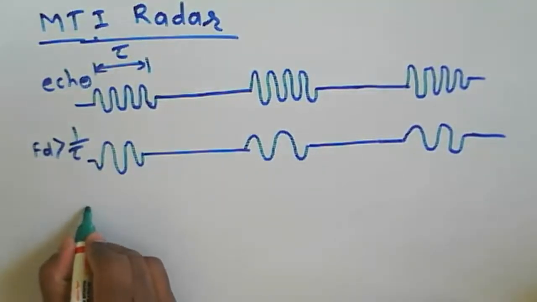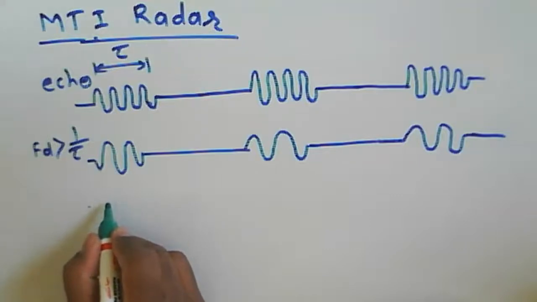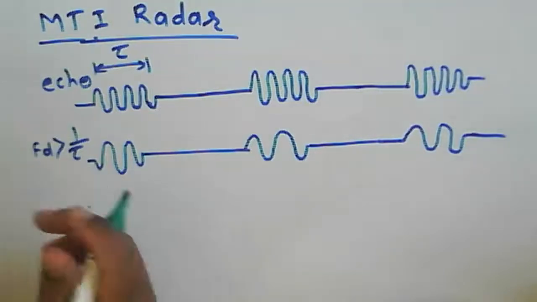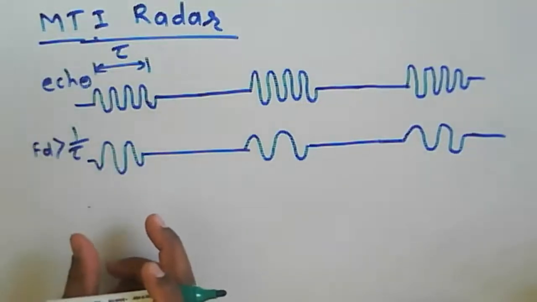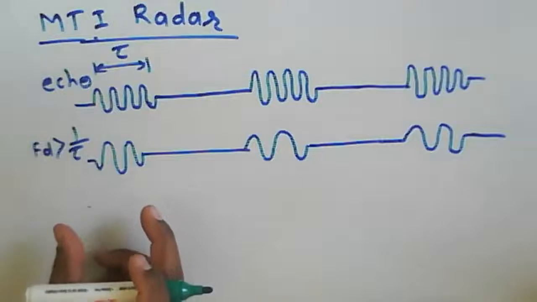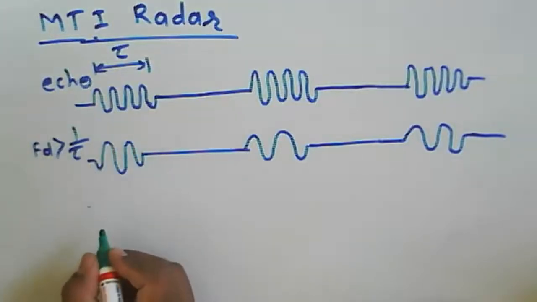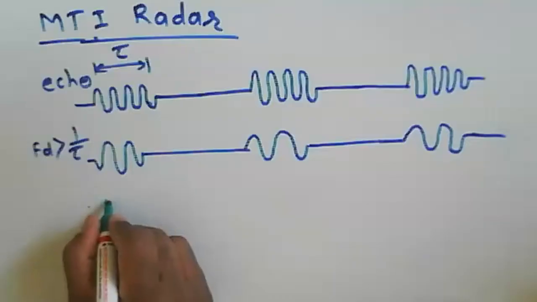It is just like we have a train of pulses. So in that case, to identify it for the given condition FD is less than 1 by pulse, we need to detect that using the pulse repetition frequency, and we need to sample the given video signal for a given pulse repetition frequency. So we will get a signal here.